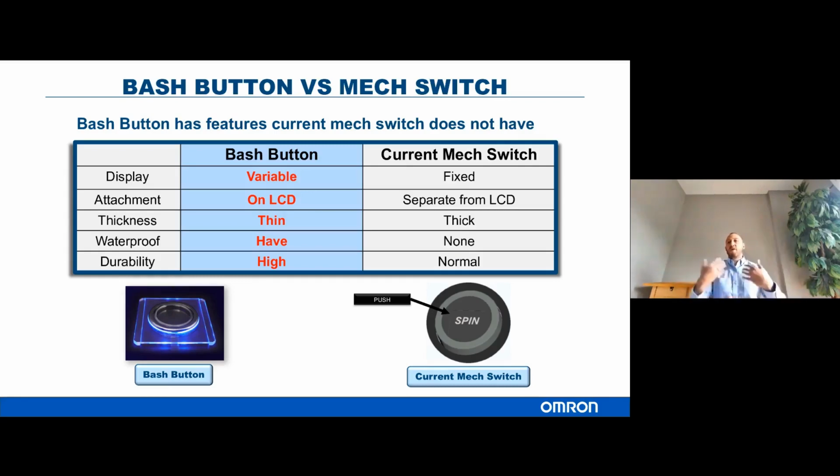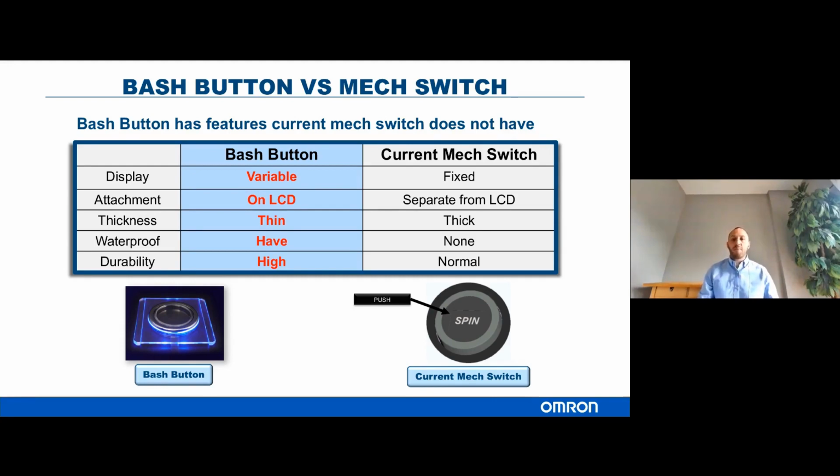So, I'm introducing a new concept for our bash button. It uses a pressure sensor. It's not the same kind of mechanical switch. So I wanted to highlight some of the key differences and benefits of our Omron bash button versus the typical mechanical switches that you would see in the market today.